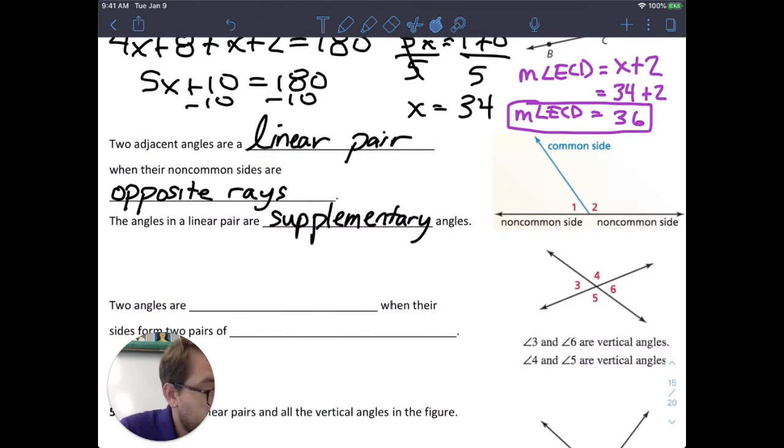Okay? So if we see this figure over here, we have two adjacent angles. Angles 1 and 2 are adjacent to each other. They have a common vertex and a common side. And their non-common sides here are opposite rays of each other. Two rays going in the opposite direction, actually forming a straight line. And we would say that these two angles are supplementary. So if you have two adjacent angles forming a linear pair, then those two angles are supplementary to each other.